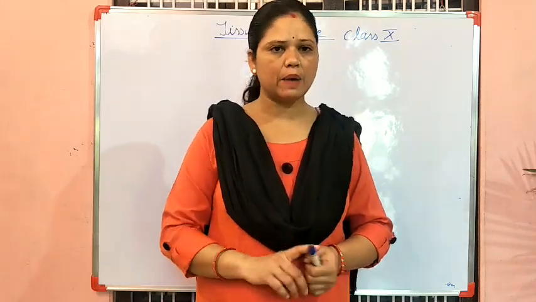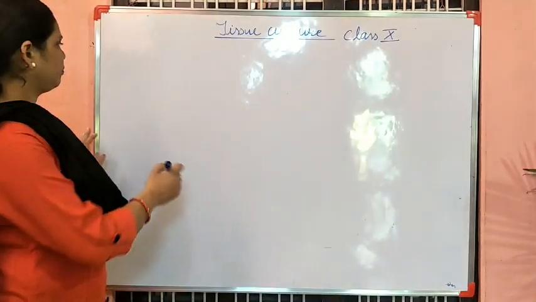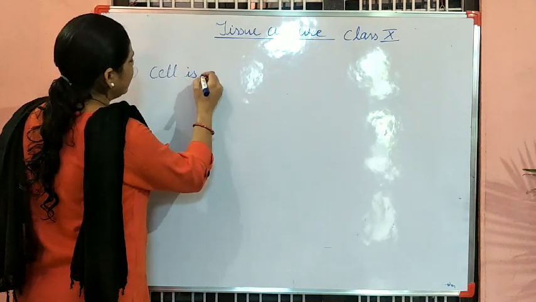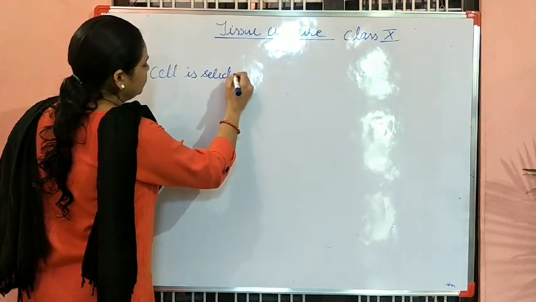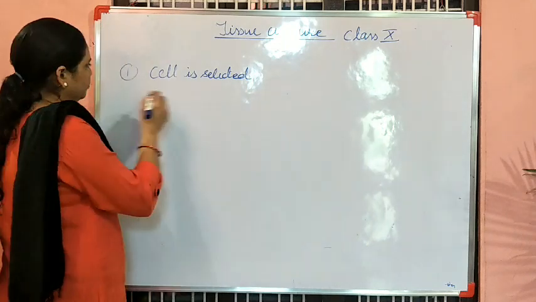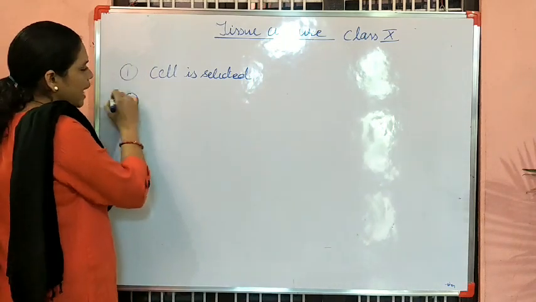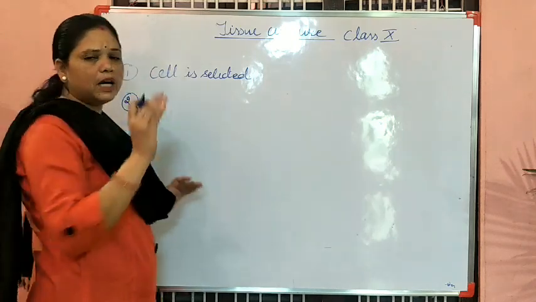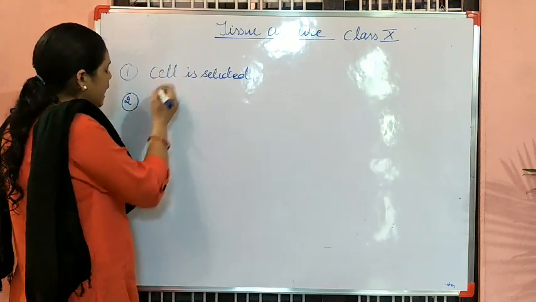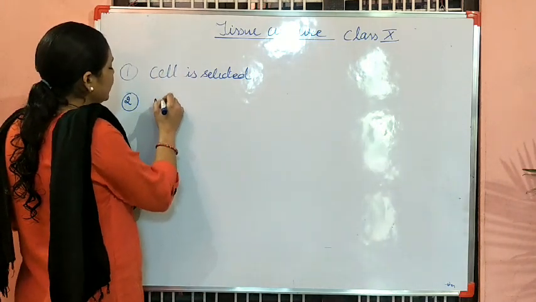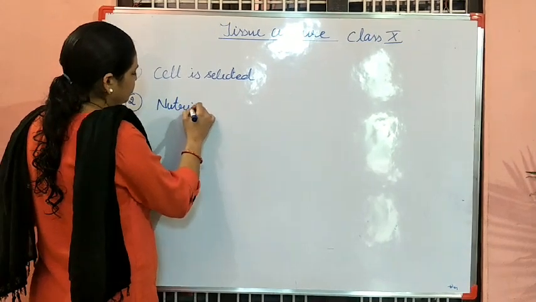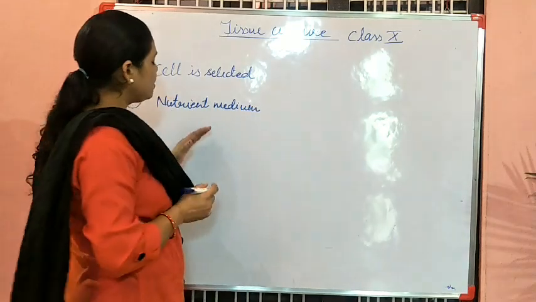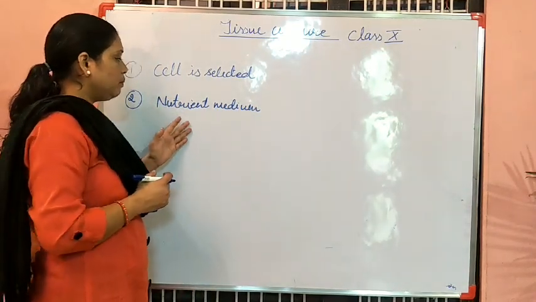So there are certain steps. First, a healthy cell is selected from the plant. Cell or tissue, anything can be taken from the healthy plant. Then the cell is kept in a nutrient medium.